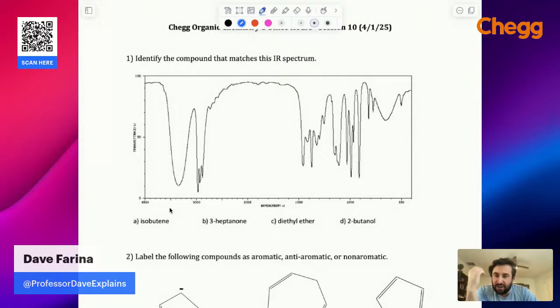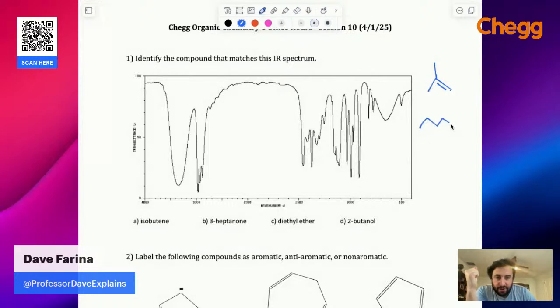Here, we want to understand if this spectrum is isobutene, 3-heptanone, diethyl ether, or 2-butanol. So let's just draw them. Isobutene looks like this, right? It's like isobutane, but it's isobutene. We actually don't have to specify where the double bond is, because the double bond anywhere will be the same molecule. So that's isobutene. How about 3-heptanone?